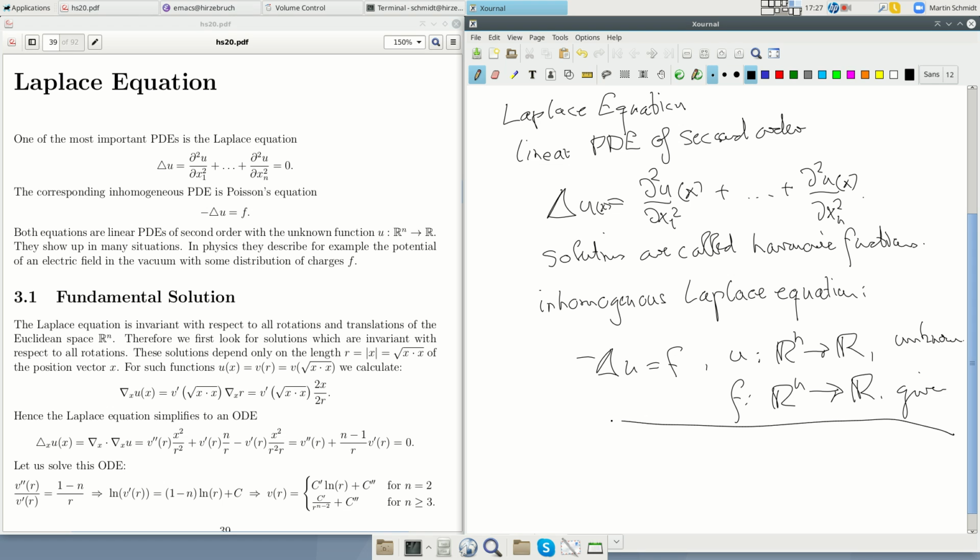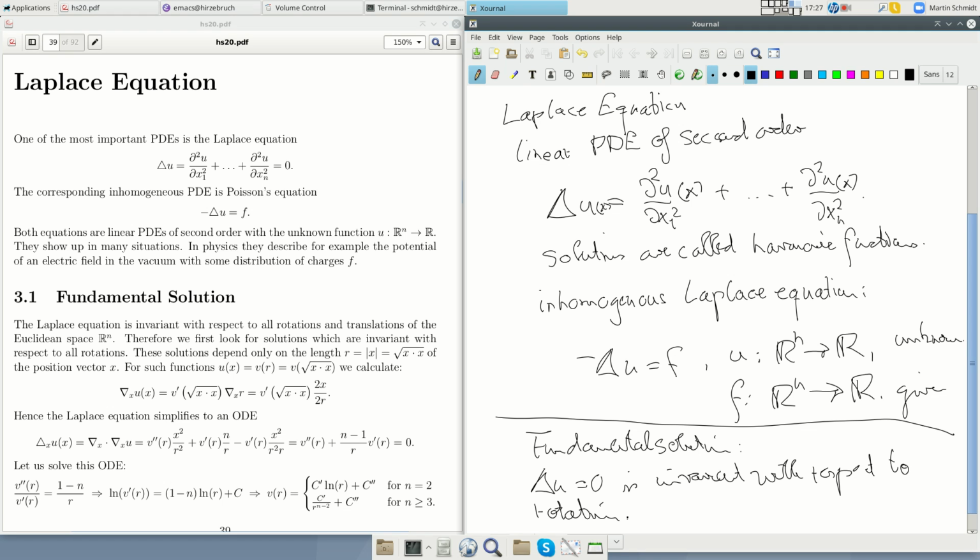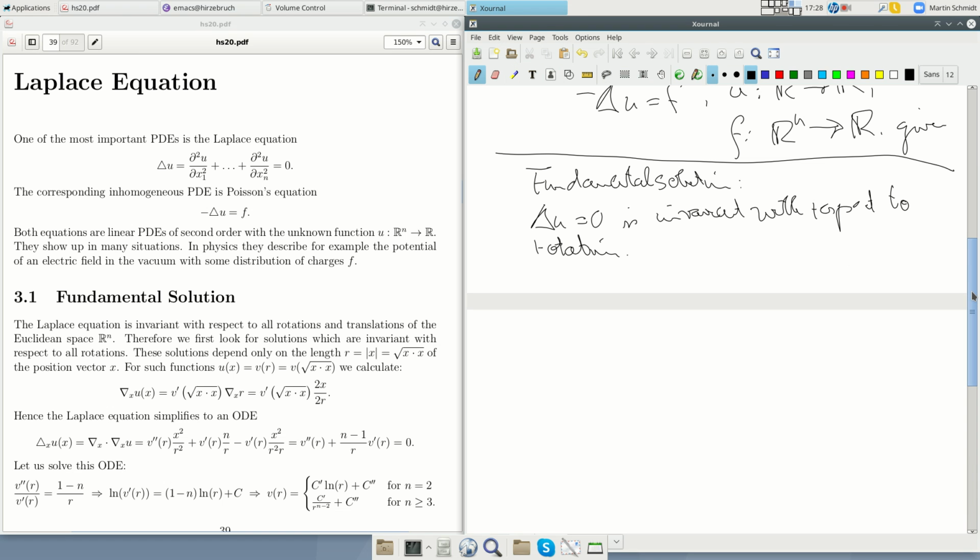Okay, let's start with the fundamental solution. The starting point is that the Laplace operator, delta u equals 0, is invariant with respect to rotations. Okay, what does this mean?